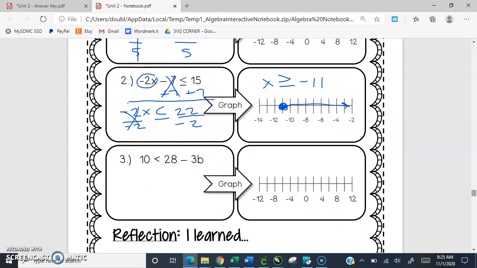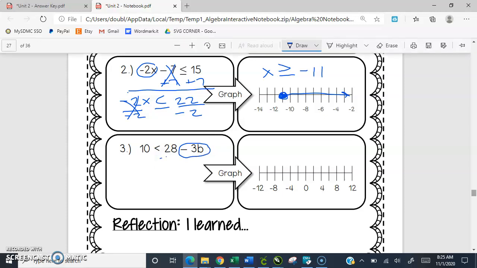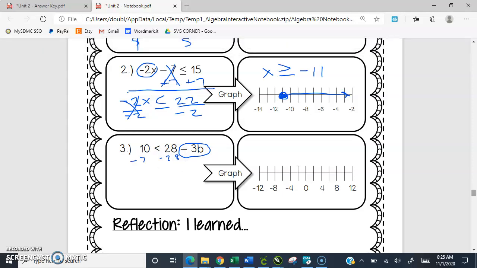Our last one, we have 10 is less than 28 minus 3b. So we have to get that minus 3b by itself. So we have a positive 28. Let's subtract 28 from both sides because that's the inverse. Inverse means opposite. So that cancels out. And I have a negative 3b is greater than 10 minus 28. 28 is our negative, and it's still the largest number, so we know our answer is going to be negative. And 28 minus 10 is 18.